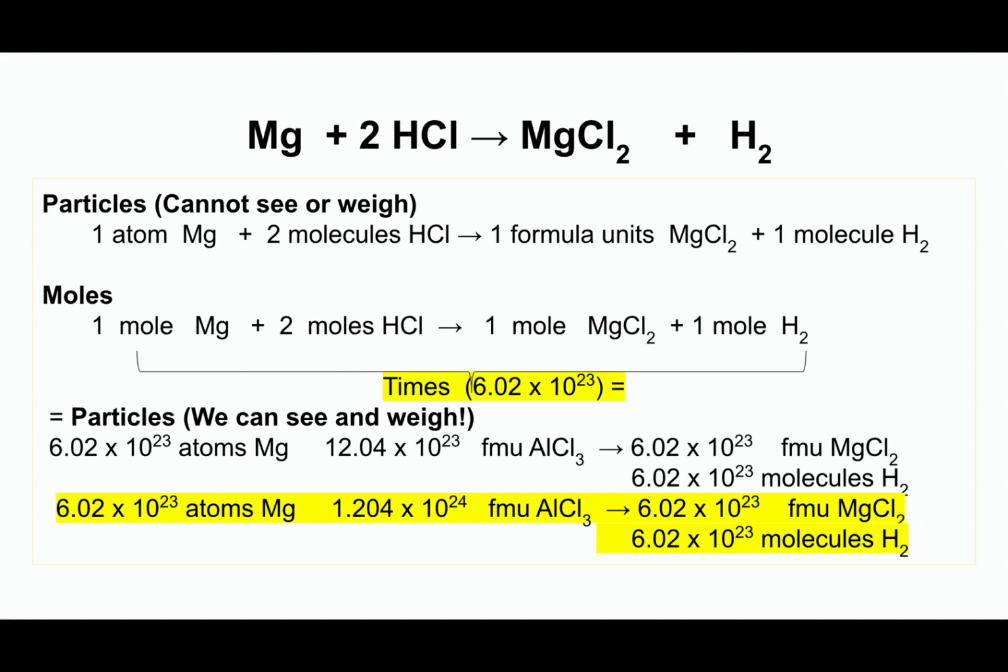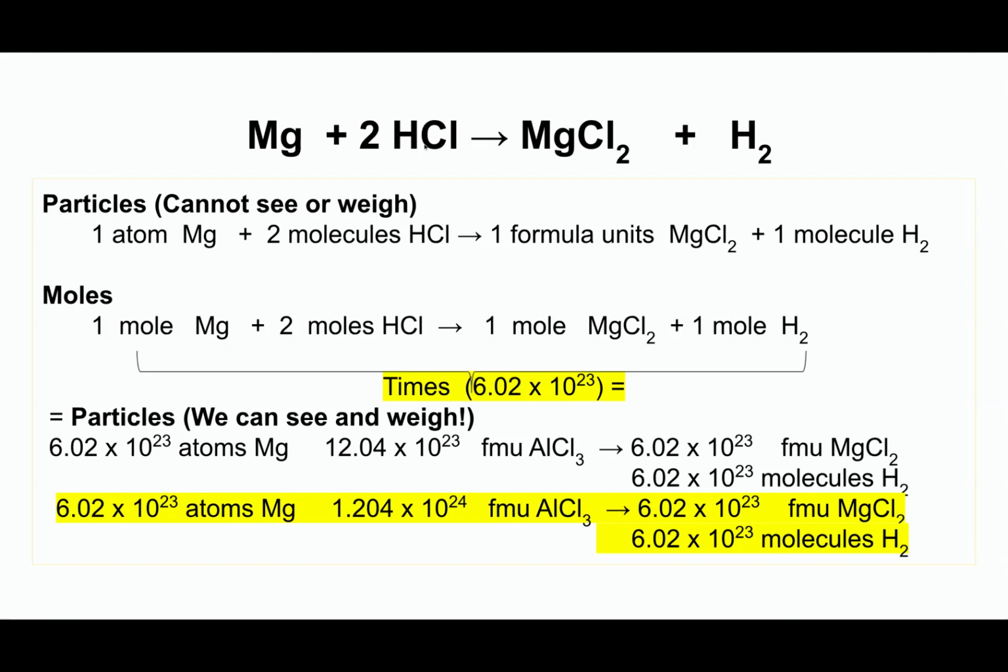So now we interpret the balanced equation in terms of particles. We read the coefficients in front of each reactant and product and say what type of representative particle it is made of. So one atom of magnesium plus two molecules of HCl form one formula unit of magnesium chloride plus one molecule of H2.